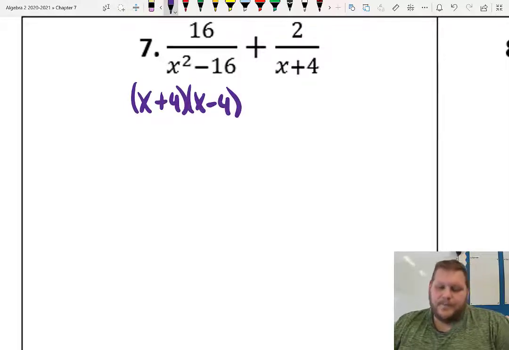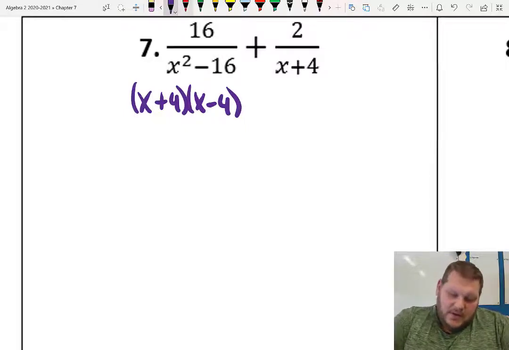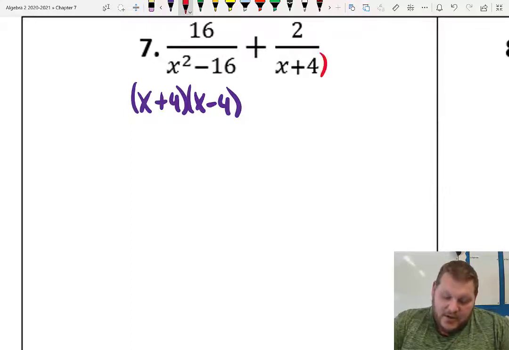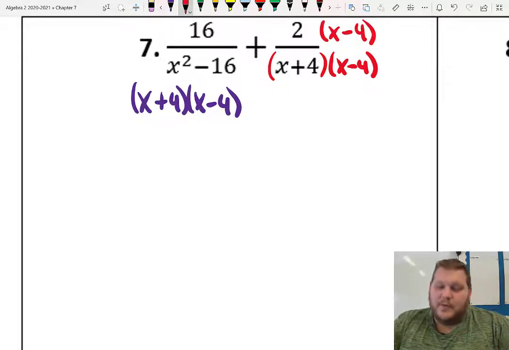I'm not going to require that you formally write out what the LCD is unless the problem asks you, hey, what's the least common denominator for these fractions? So you can just kind of factor it out for yourself, and then I usually just jump right into multiplying by what's missing. So I knew that first fraction had x plus 4 and x minus 4. My second fraction just has the x plus 4, so it needs the x minus 4.